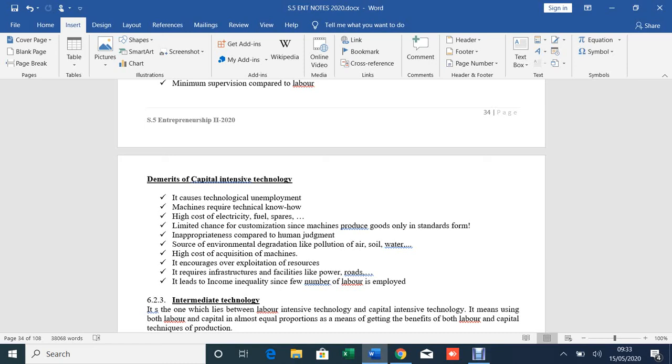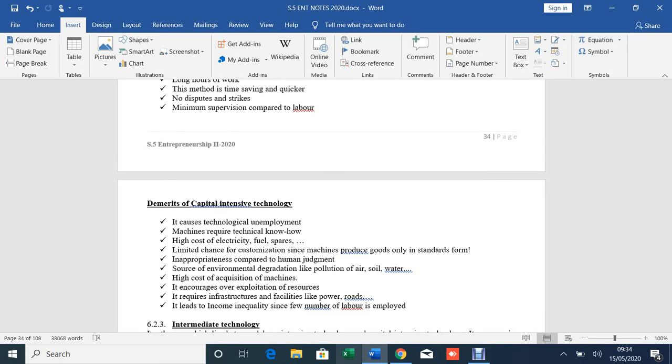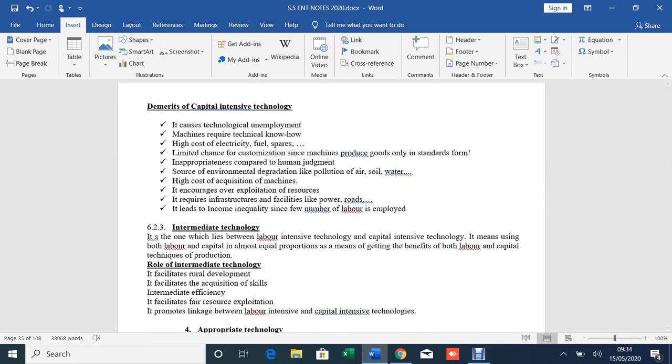When the machine requires technical skills, you must know how to use it. Don't say, just bring me into the work. You must have some scientific knowledge or skills to use these things in business. You also spend more cost on electricity and on other materials and spare parts for using them. It limits the chances of customization, since the machine produces goods in standard forms. When you don't have the capacity to meet those standard forms, you can't make a business transaction. There is also the matter of human judgment: when you don't know how to use the machine, you lack human judgment in using it. It is a source of environmental problems, creating pollution of water and so on. That's why you need a higher cost of acquisition or production in business activities, and that's why you need some business technology.